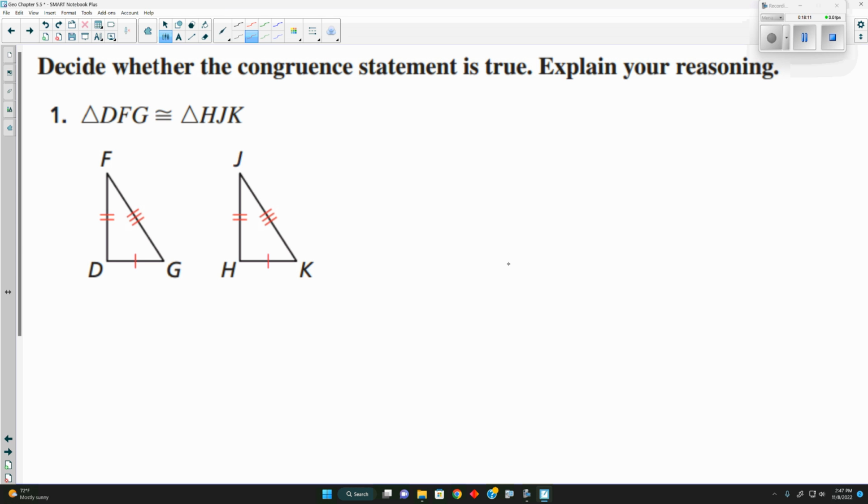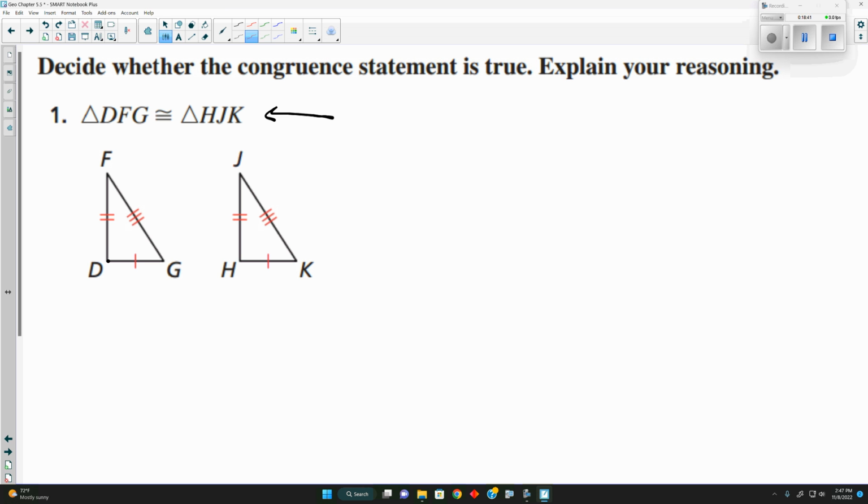Decide whether the congruent statement is true. Explain your reasoning. So here, do we have 3 sets of congruent sides? What's different for this one than the last one? They gave us something else. What does it say there? Triangle DFG is congruent to triangle HJK. So they gave us a congruency statement, yes? So let's see how this is set up.